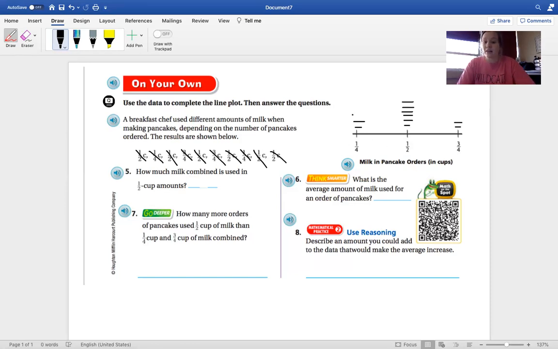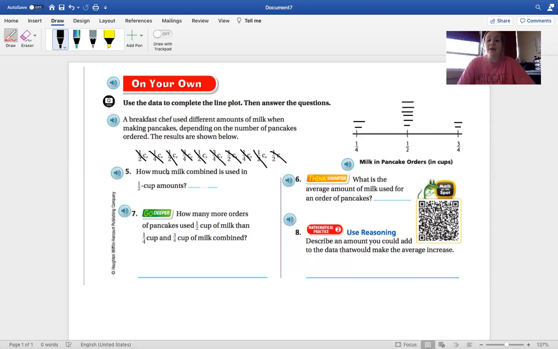So I now can tell just from this line plot, without having to look at this mess of data that I had, the chef used 1/4 cups 2 times. He used 1/2 cup 6 times, and he used 3/4 cups 2 times. So now I have all the data organized on a nice, neat line plot so that I can answer questions a lot easier than having all these numbers mixed up.